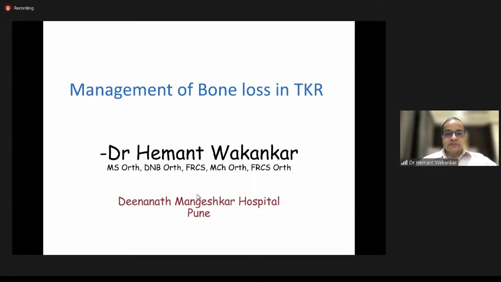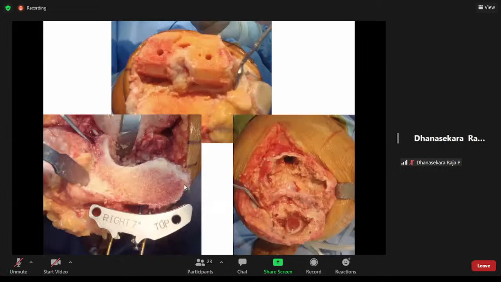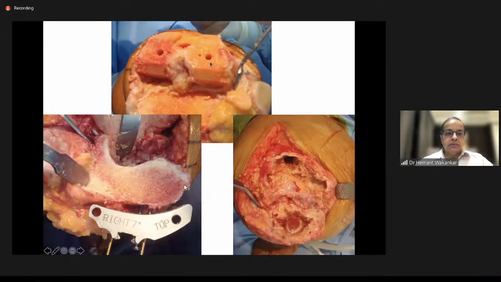Right, so management of bone loss. What is the issue with bone loss per se? If you see the top picture here, that is a primary knee, when it's all pristine, all healthy cancellous bone staring at you for you to cement the prosthesis in, to get a good bone-cement interface. And when you come down to the revision scenarios, as you can see in the bottom two pictures, you can have a variety of massive defects, either in the primary scenario on the left or in the revision scenario on the right. And both these situations present really huge challenges.